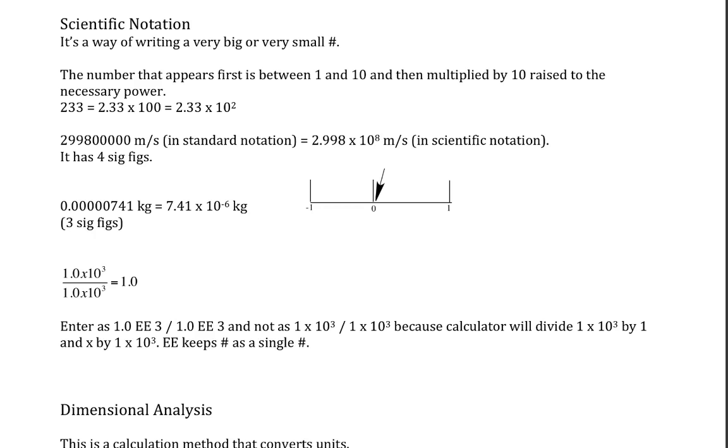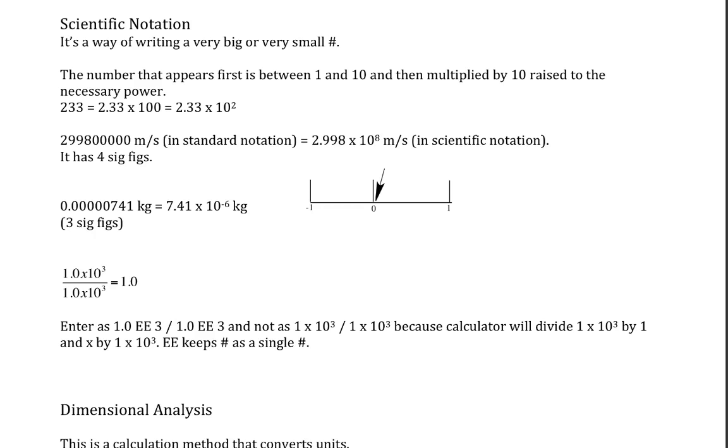We can also write very small numbers in scientific notation. This number, 0.0000741 kilograms, is equal to 7.41 times 10 to the minus 6 kilograms. So what we do is we take that decimal point in the standard notation and we move it to between the 7 and the 4. We had to move it 6 places, and so that's why we have times 10 to the minus 6.